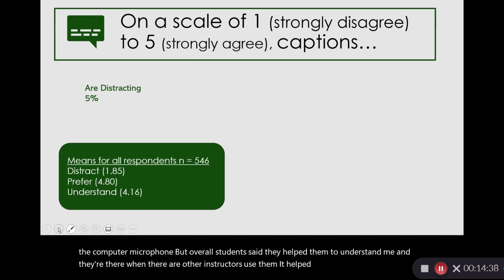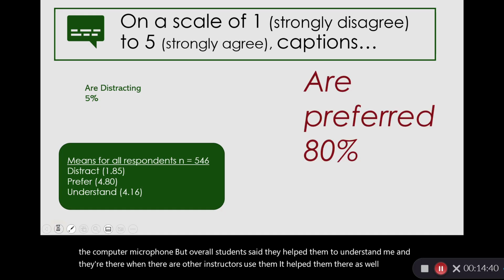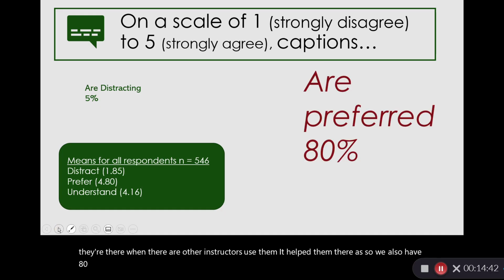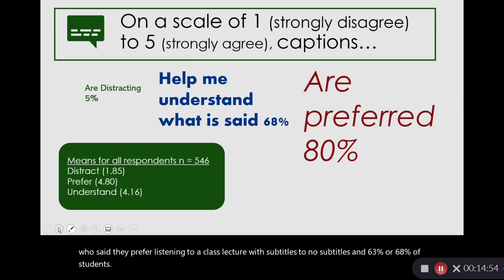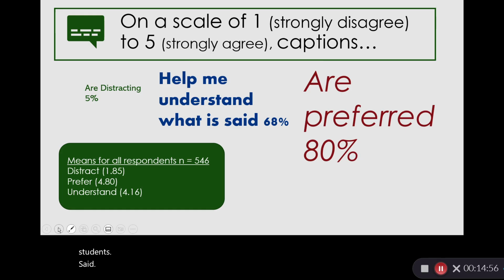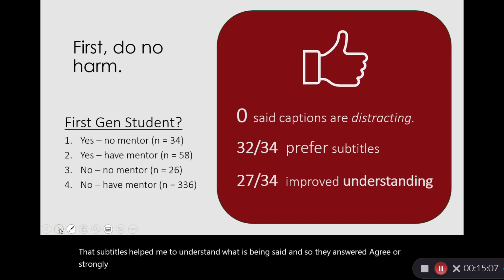So we also have 80% who said they prefer listening to a class lecture with subtitles to no subtitles, and 63% or 68% of students said that subtitles help me to understand what is being said. And so they answered agree or strongly agree to those questions.